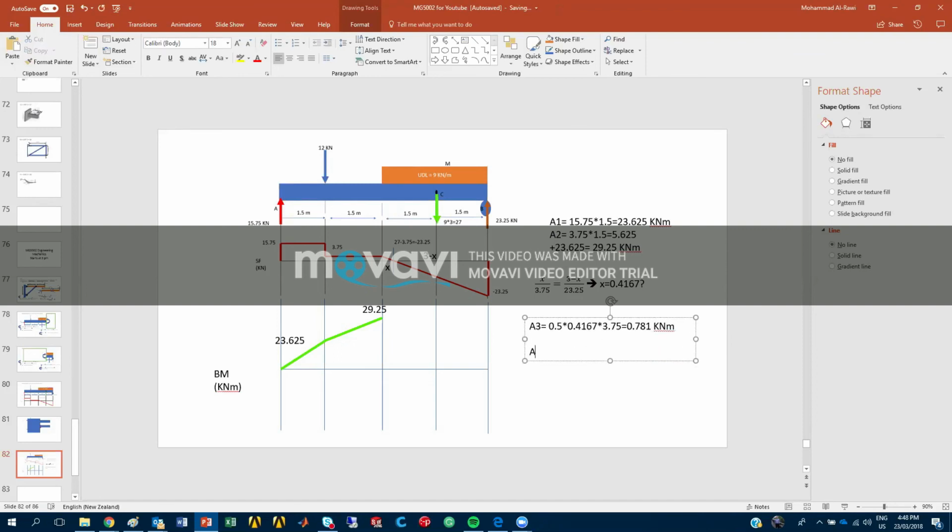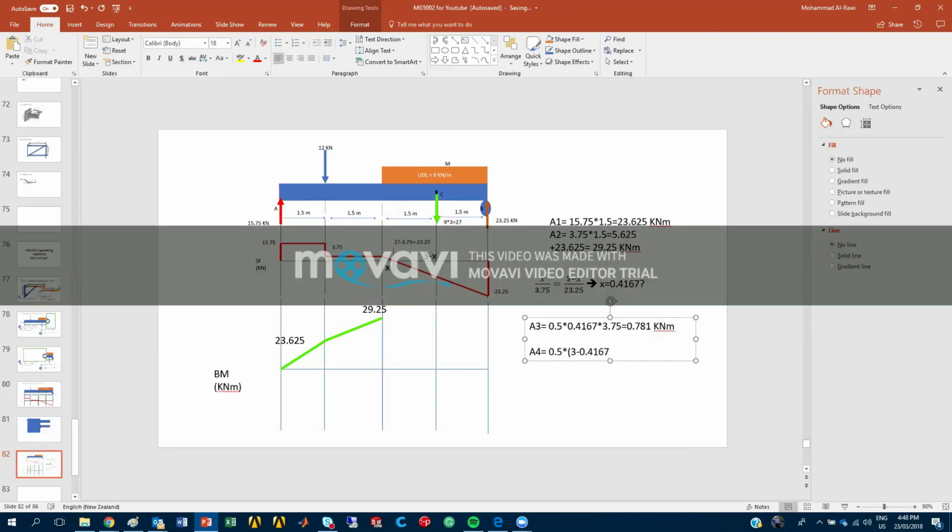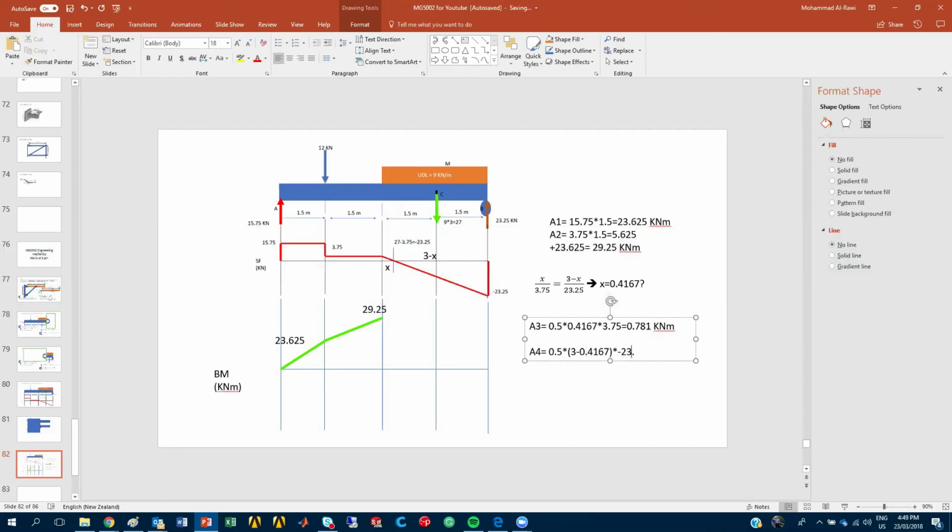At the same time, if we found area 4, which is half the base, now the base, remember, is 3 minus 0.4167, the value you're giving to me, times the height, which is minus 23.25. So I should get a negative area, the last one. So if you can find me area 4.